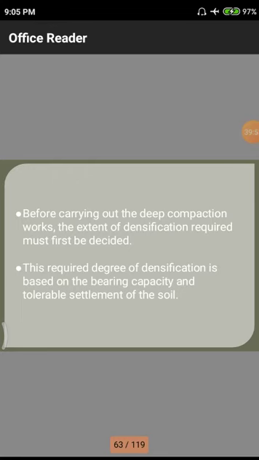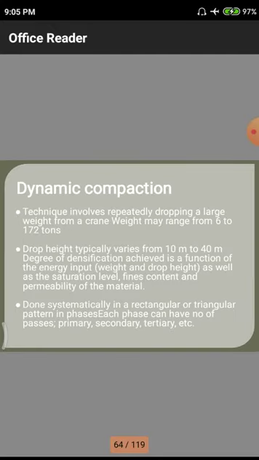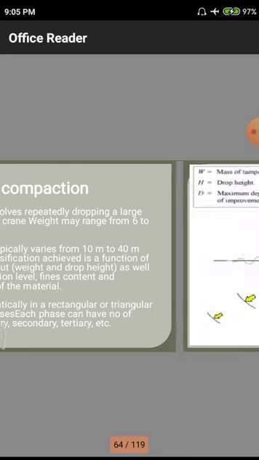These are the preventive measures before going to this compaction, what we have to take and what values we need to know. What is dynamic compaction, and what are the parameters in this dynamic compaction? First of all we have a crane whose height varies from 10 meters to 40 meters, and the load varies from 6 to 172 tons. The total procedure forms rectangular or triangular patterns. In some cases we use circular patterns.